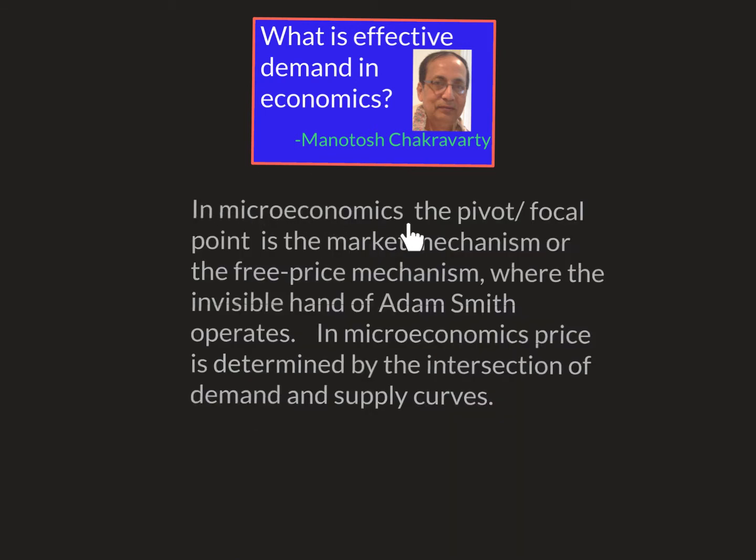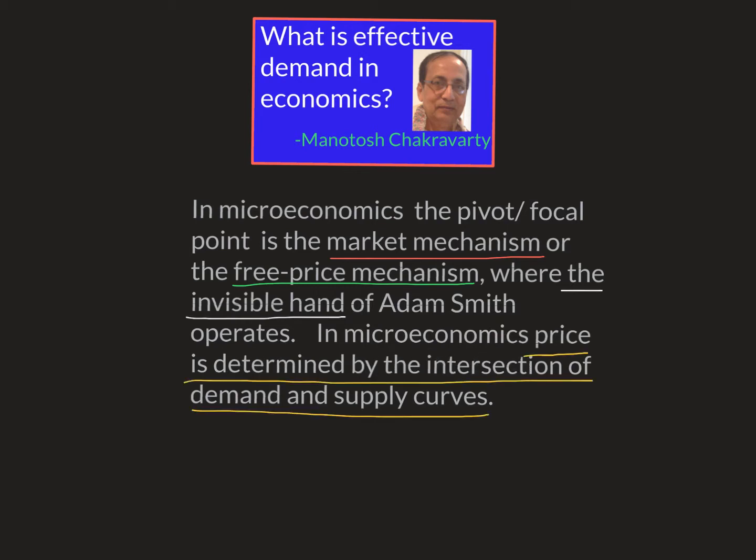In microeconomics, the pivot or the focal point is the market mechanism or the free price mechanism, where the invisible hand of Adam Smith operates. In microeconomics, price is determined by the intersection of demand and supply curves. Now we can introduce a diagram by which we can understand what is effective demand in economics.